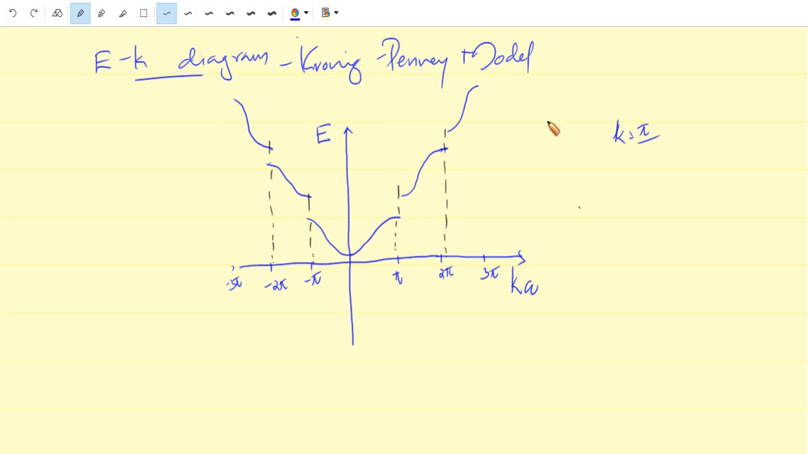So this is the energy versus wave vector diagram for an electron in a periodic potential. If the energy is continuous, that means for a free particle, the plot will be like this. It will be a parabola for a free particle. So this is for continuous energy.